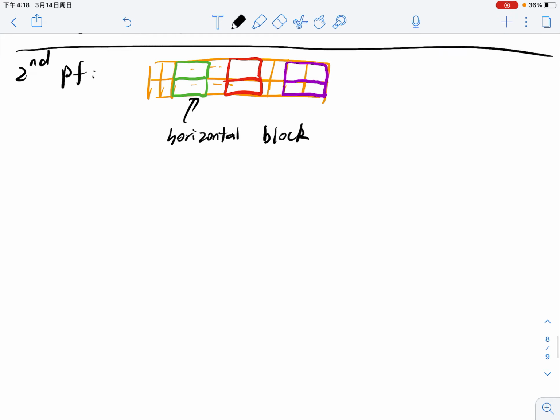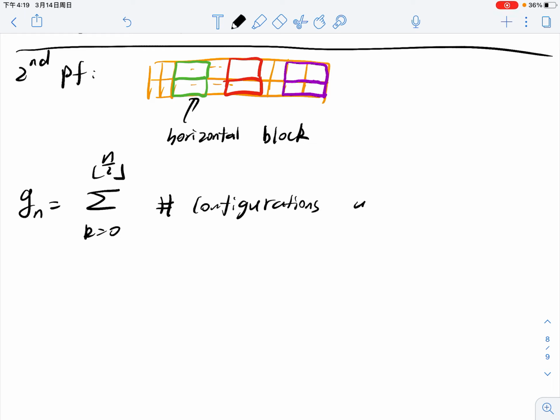Okay, and you can see that Gn is actually a summation over k from 0 to floor of n over 2 of the number of configurations of perfect covering with k horizontal blocks.